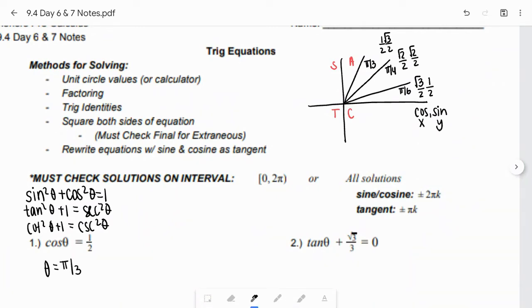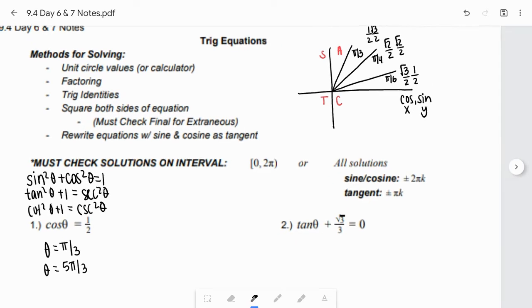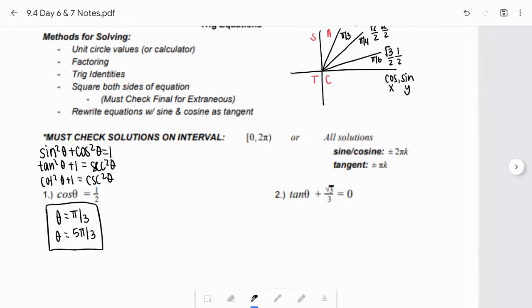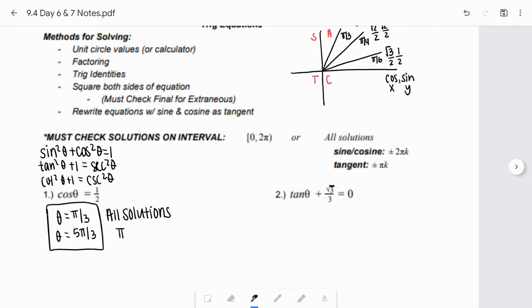Okay, but x is also going to be positive in quadrant 4. So that would be when theta is equal to 5 pi over 3. So those are my two solutions. But if we want to write it as all solutions, that would be pi over 3 plus or minus 2 pi k, and then 5 pi over 3 plus and minus 2 pi k.